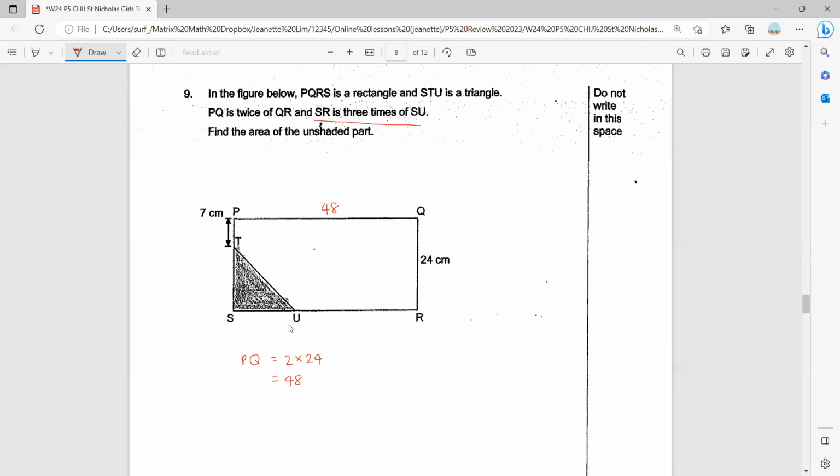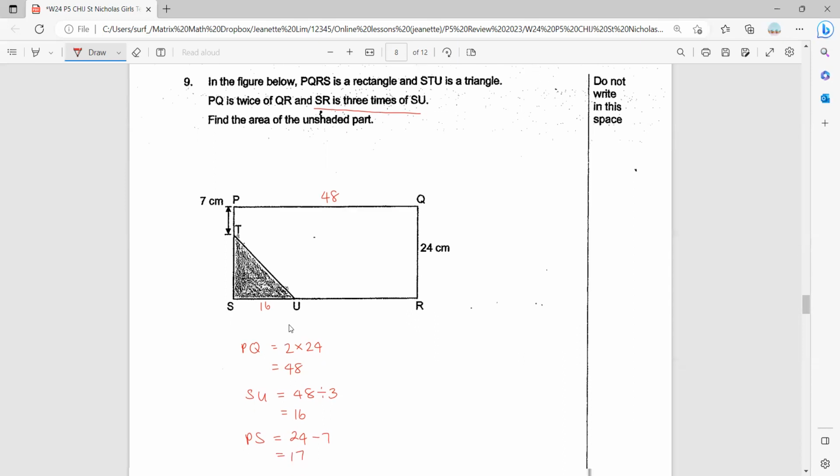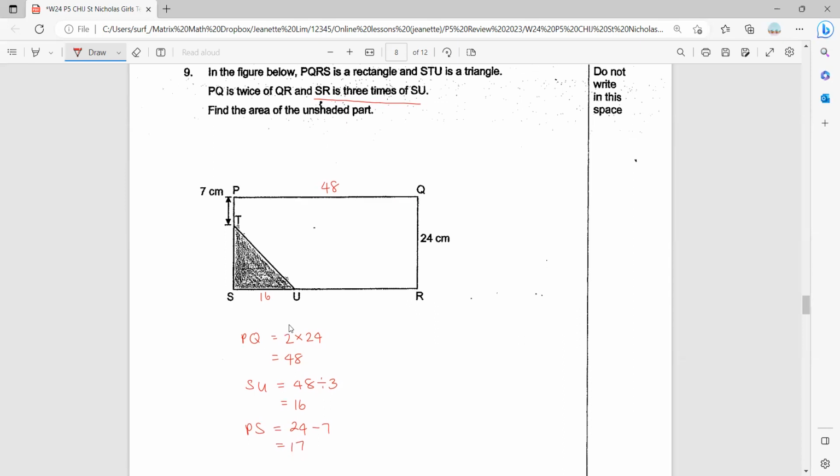So SU will be 1/3, so we divide by 3. Then what about PS? PS is 24 minus 7. Okay, so in order to find my unshaded area, I need to find the area of the rectangle minus the area of the triangle.